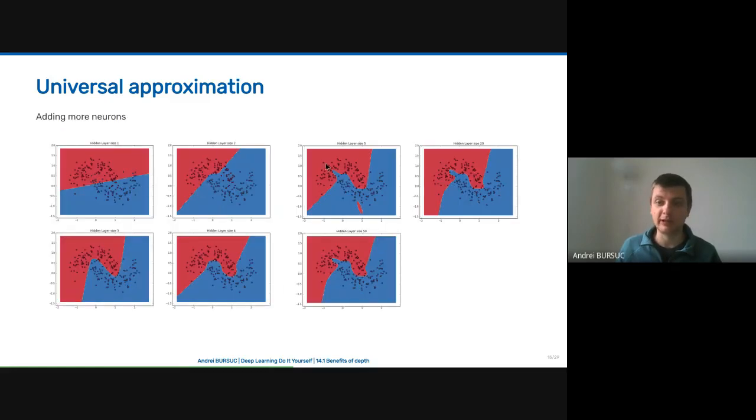And here I have several examples like that, where we can see that as I add more neurons, 1, 2, 3, 4, 5, 6, 20, and 50, the quality of the separation plane is better. Although at some point you will see that it's starting to overfit. It follows too closely the curve from our training data.